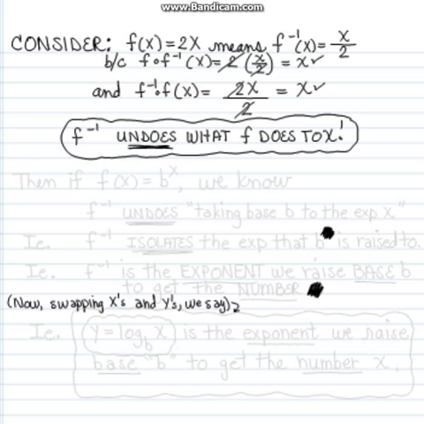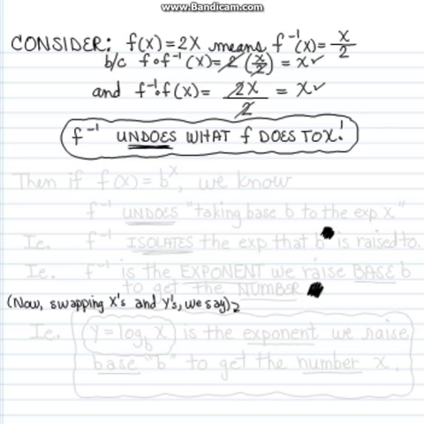It came from the steps that you do. You let y equal 2x, and then you solve for x, and then you rename, you swap the x's and the y's, and then that's your f inverse.